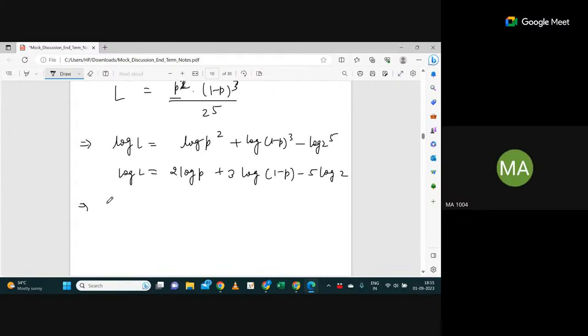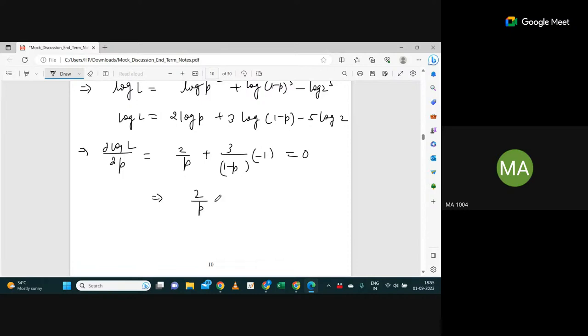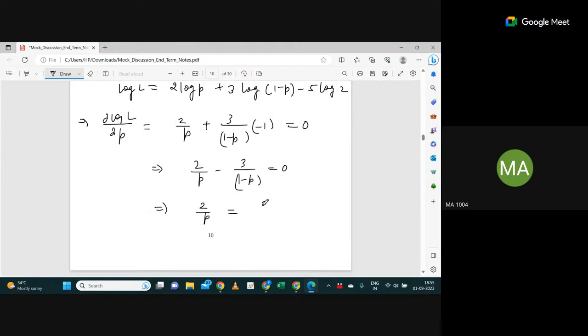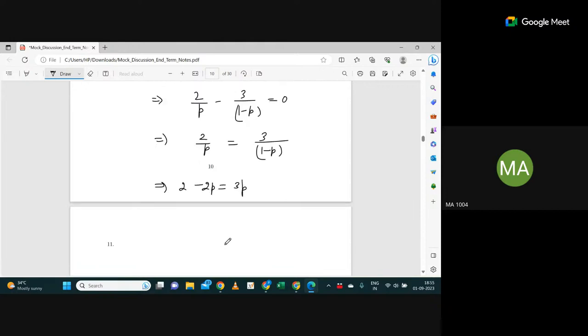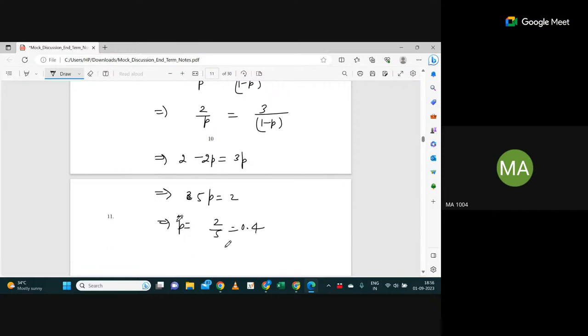So what is the next step? We have to differentiate with respect to P. So it will be 2 by P plus 3 by 1 minus P times minus 1, and since the last term is constant, it will be 0, and we have to equate it equal to 0. So it will be 2 by P minus 3 upon 1 minus P equal to 0. So 2 by P equal to 3 by 1 minus P. So it will be 2 minus 2P equal to 3P. And now 5P equal to 2, and P cap will be 2 by 5, which is 0.4. Correct? So with the help of maximum likelihood, we got 0.4, and with method of moments, it was 0.35, right?